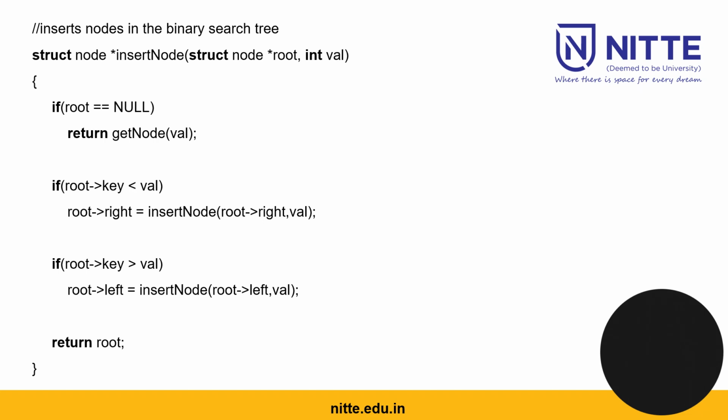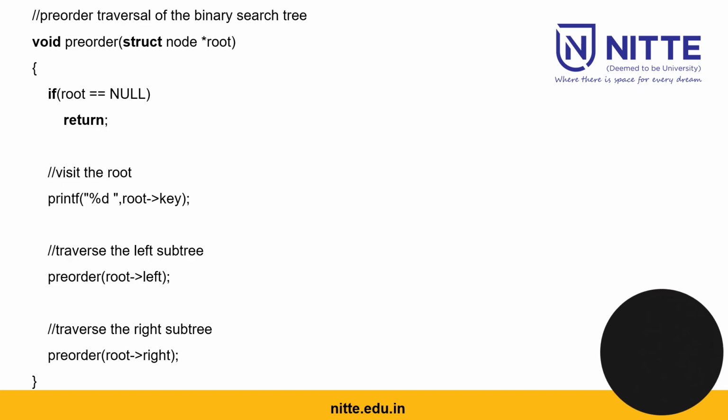Then another condition is if root key is greater than value, then that value will be inserted at the left of the root. For that we will write the code like this: root implies left equal to insert node root implies left comma value. Then it will return the root. Okay, this is how we insert nodes in the root node.